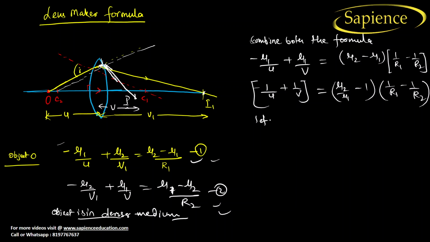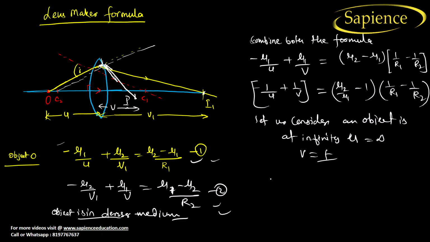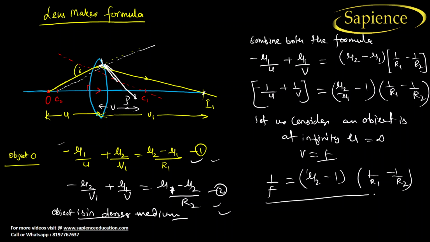Now let us consider an object at infinity, that is u is equal to infinity, then the image distance is equal to the focal length. So by this, 1 by f is equal to mu2 by mu1 minus 1, times 1 by r1 minus 1 by r2. So this is the formula, and this is known as the lens maker formula.